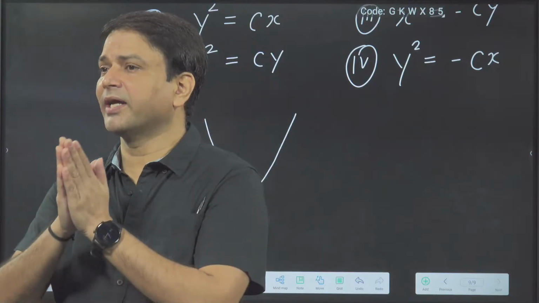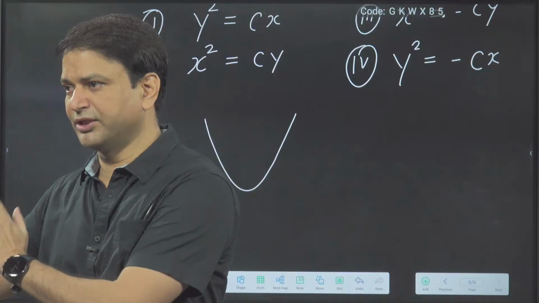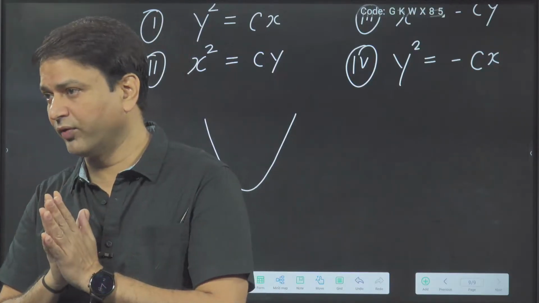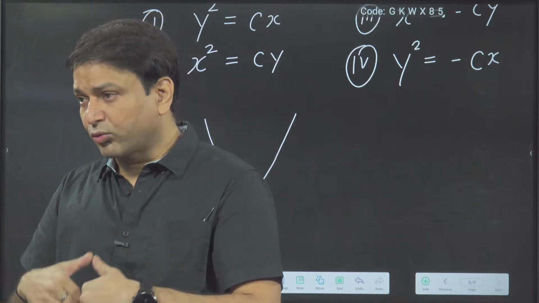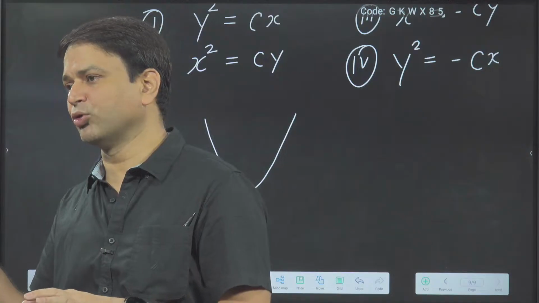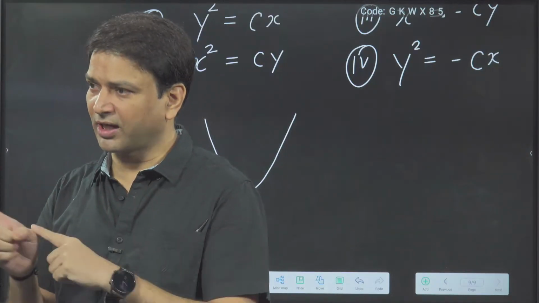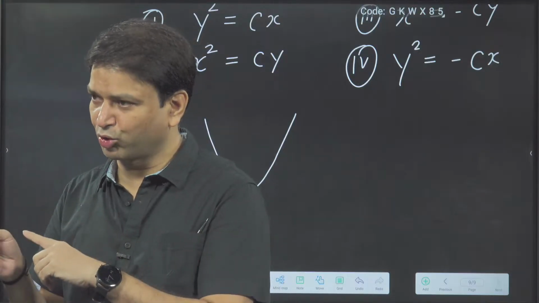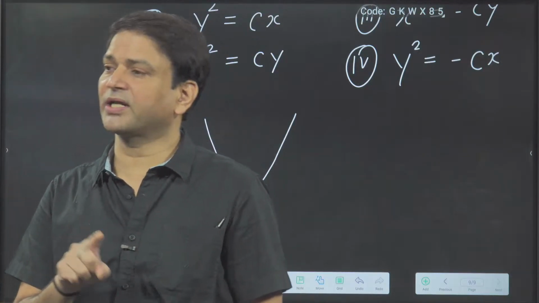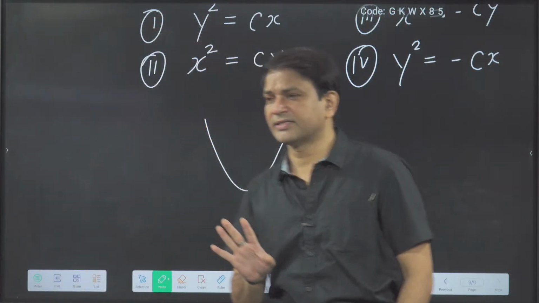Again I am repeating: if the equation contains x square, it is symmetric about y, which means the y axis will work as a mirror. How it is on the left of y, the same it will be on the right of y. If the equation contains y square, then it is symmetric about x. X square is symmetric about y, y square is symmetric about x. Did everybody get this or not?